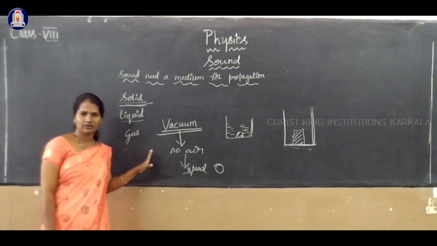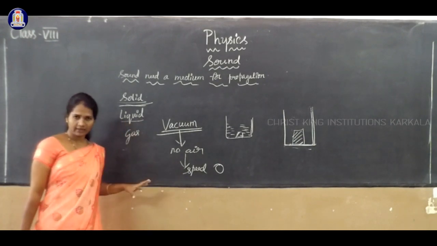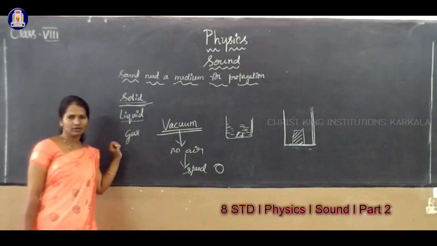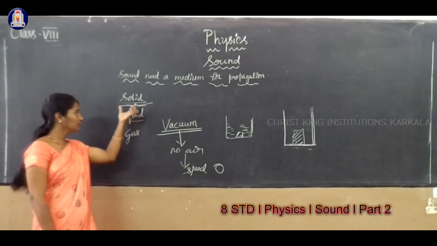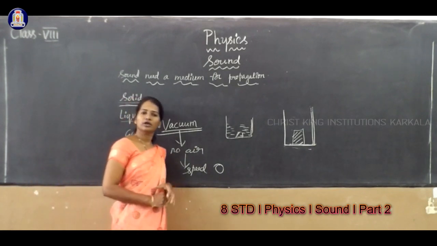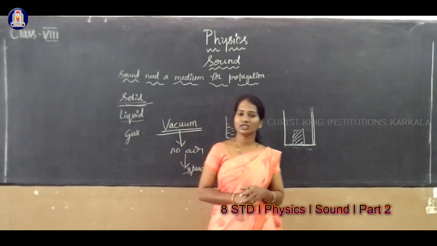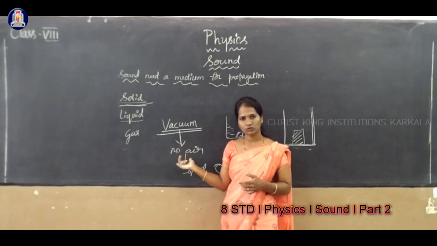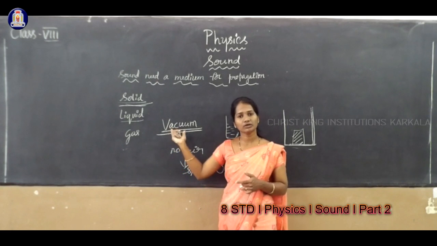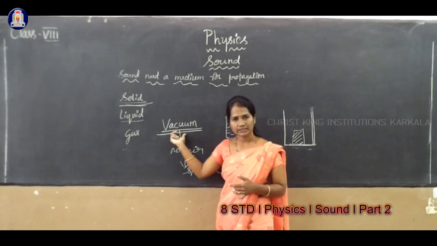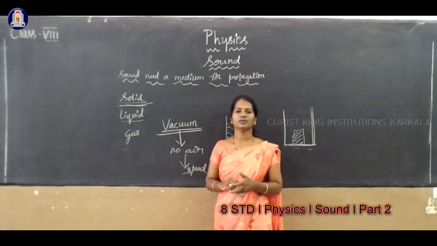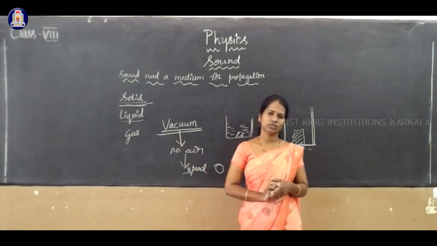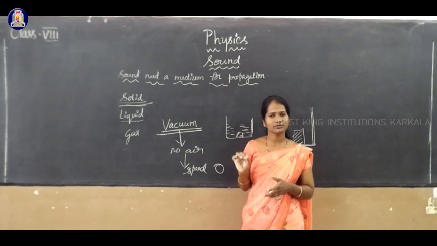It cannot travel. On the earth we have air, so through that air, in the gaseous medium, sound travels. So sound needs a medium. It may be solid, liquid or gaseous. In vacuum, the speed of sound is zero. Sound cannot travel through the vacuum. Vacuum means we are removing all the air present inside. That is called vacuum, or we call it a vacuum chamber. The speed is absolutely zero.